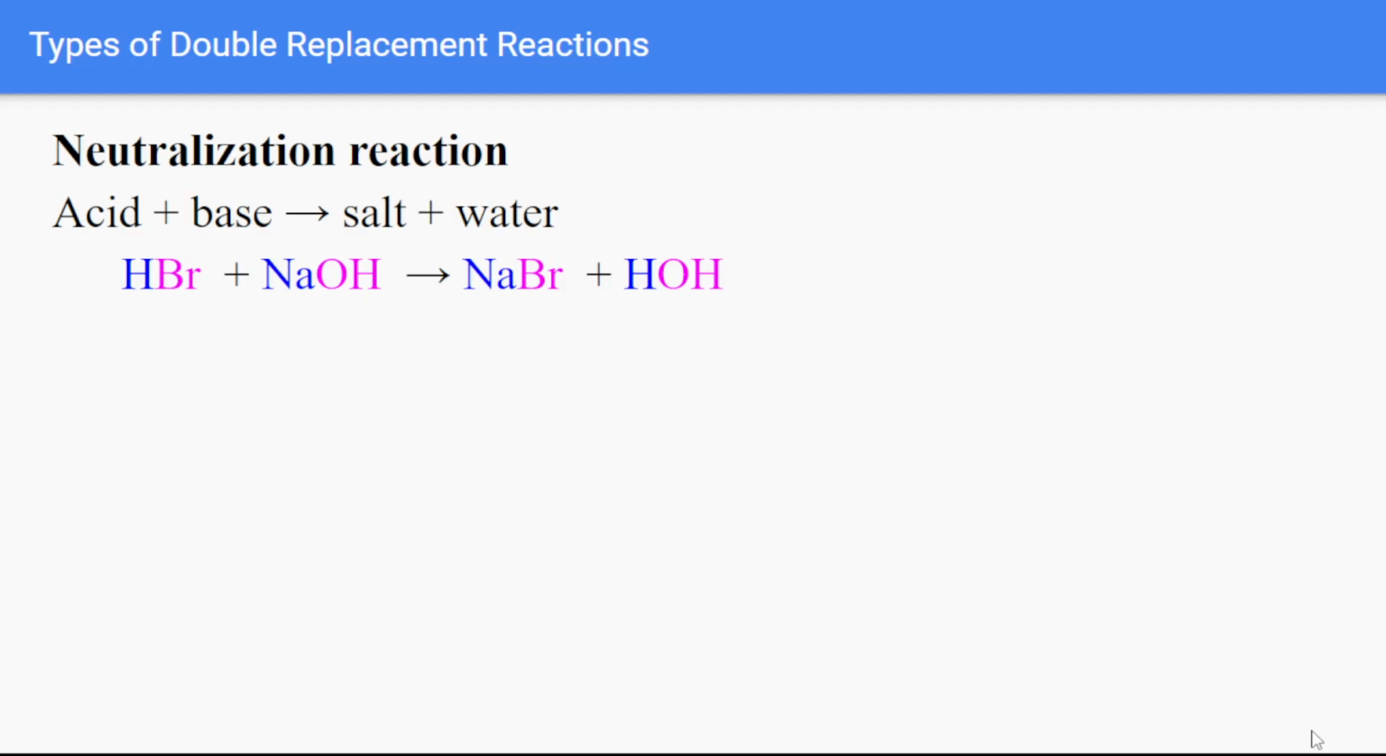Now there are types of double replacement reactions. One is called the neutralization reaction. This is where you have an acid plus a base that yields salt plus water. And all that's happening here is, notice the anion Br and OH. If they switch places, it gives you two new compounds. It's a double replacement reaction.